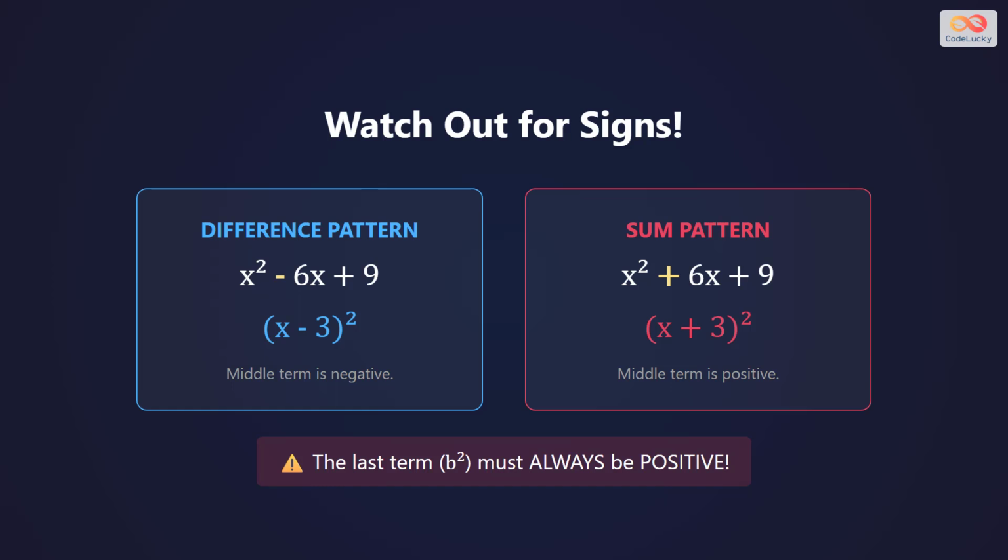A common mistake is mixing up the signs. If the middle term is positive, it's a sum square, like x plus 3 squared. If the middle term is negative, it's a different square, like x minus 3 squared. However, notice that the last term, 9, is positive in both cases. A perfect square trinomial never ends with a negative number.